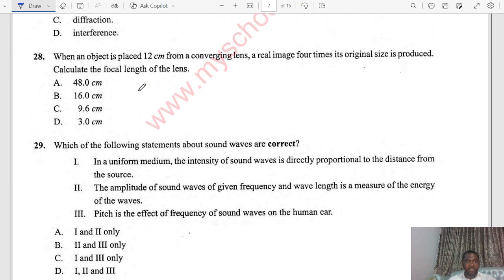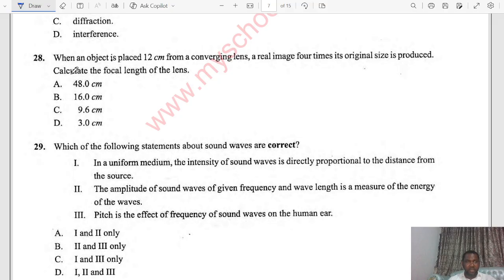Now the next one says when an object is placed 12 centimeters from a convergent lens, a real image 4 times its original size is produced. Calculate the focal length of the lens. Okay, now first off, there are 2 things you must note whenever you want to calculate. Use the mirror formula. The mirror formula is simply 1 over f equal to 1 over u plus 1 over v. Now, first of all, you must ask yourself, what kind of lens is it? Convergent lens. Since it is a convergent lens, it means that f is positive.